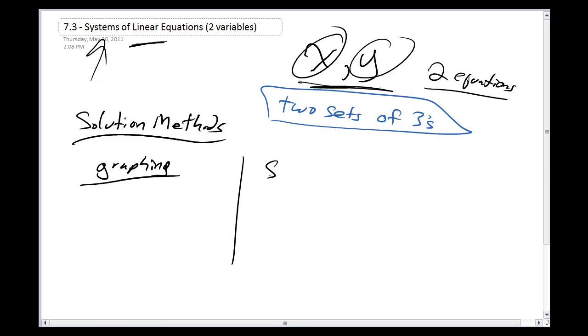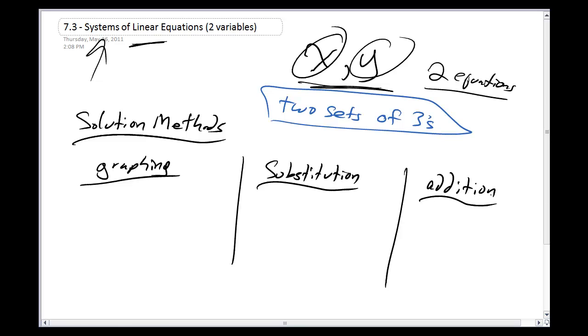The other type we call substitution. You solve the equations and then you substitute one into the other. And don't worry, I'm going to work through examples of all these. And the last one is called addition. You add the sets of equations together and then you find out your answer. Let me go through just a second what some of the pros and cons of these might be.